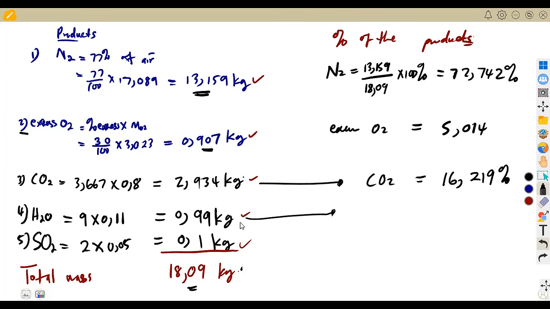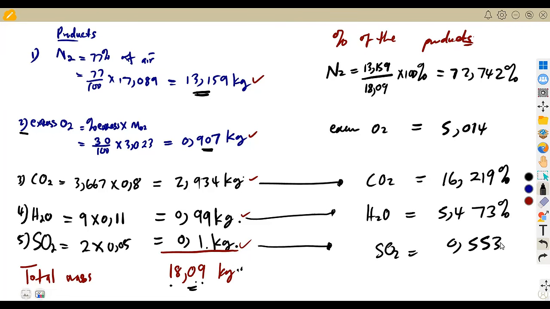You do the same thing for water. The mass of water over the total mass times 100%. So that was going to give us 5,473%. Then you do the same thing for the sulfur dioxide. The mass of sulfur dioxide, 0.1, over 18.09 times 100%. That was going to give us, in this case, 0.553%.